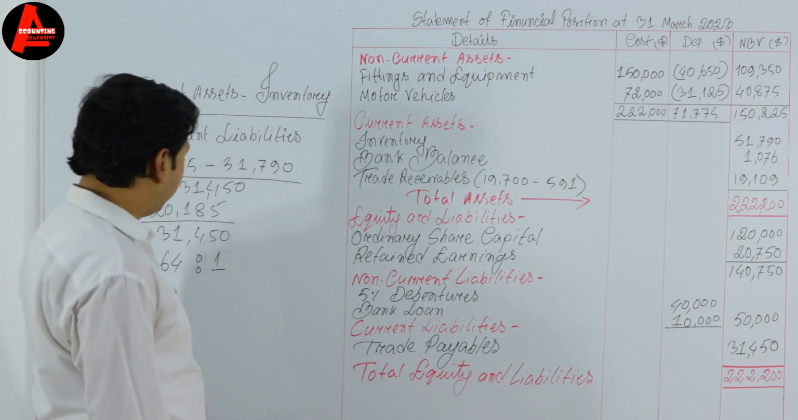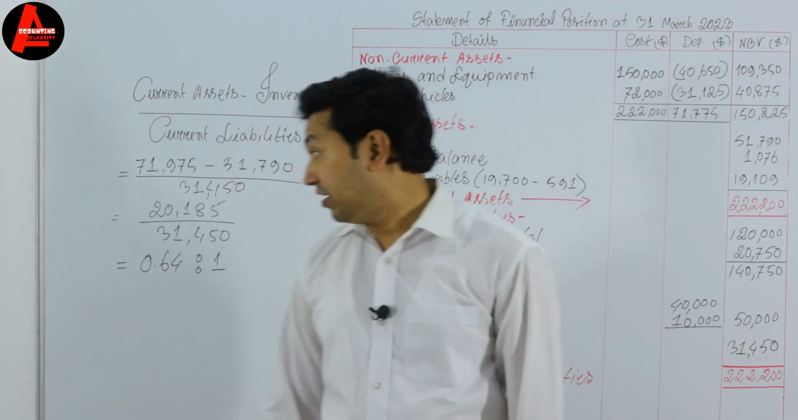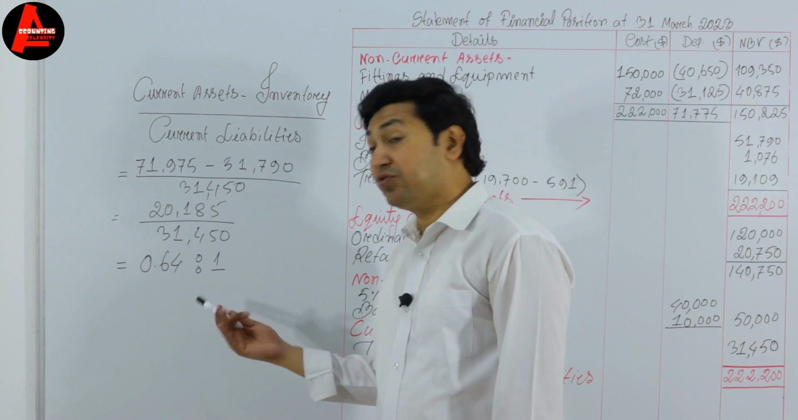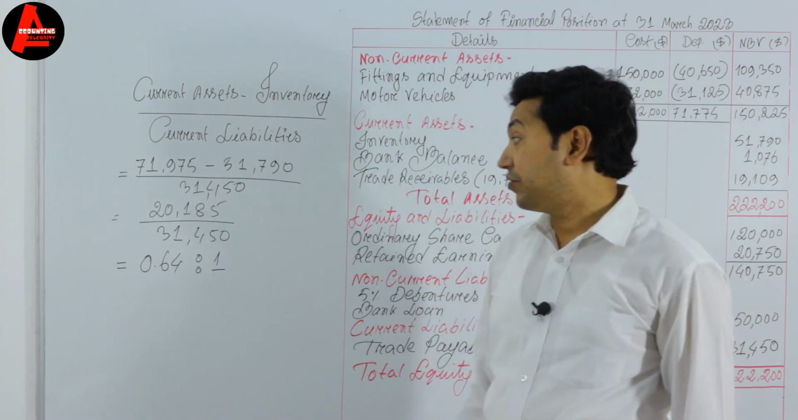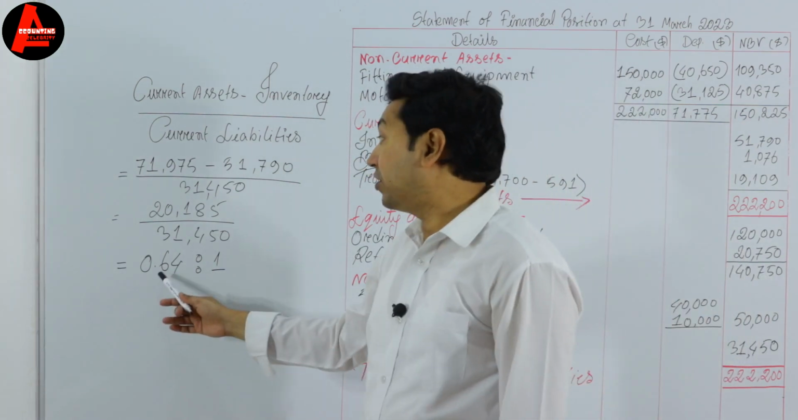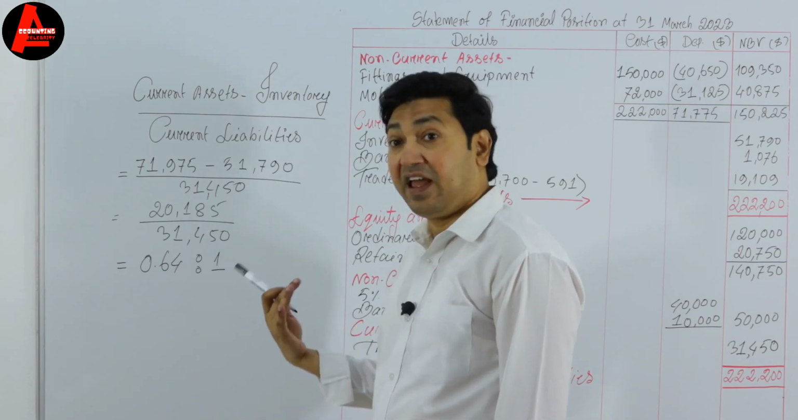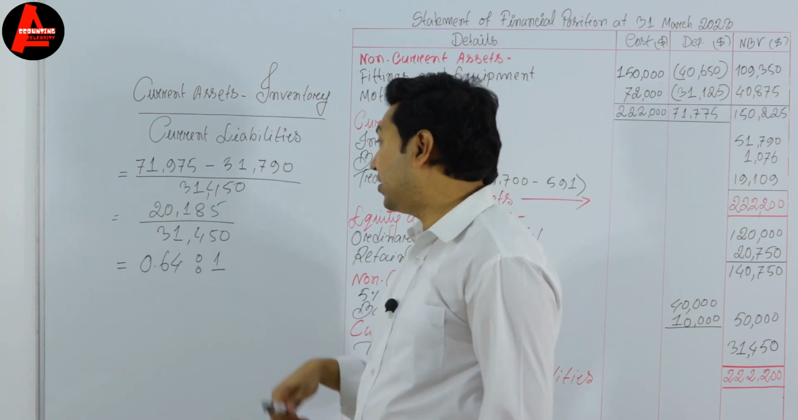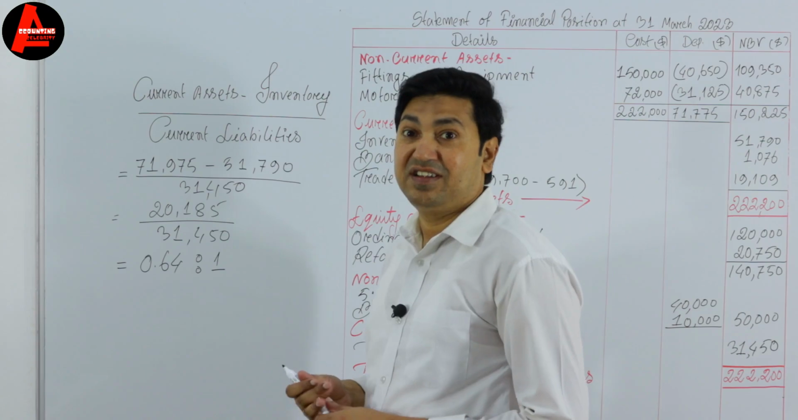So what does it mean? 0.64 is to 1. It means that for every $0.64 of current asset, your current liability is $1.